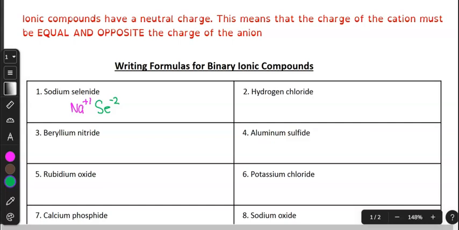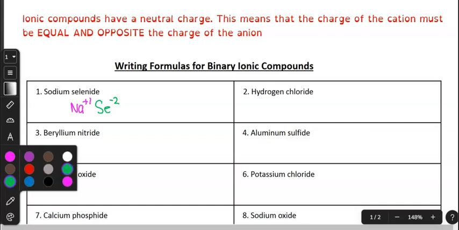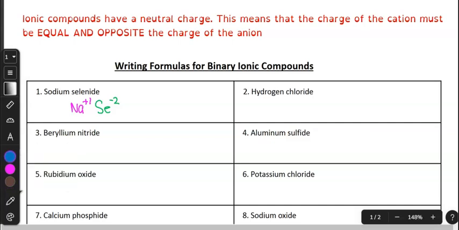And if you don't remember how I found the +1 or the -2, all you have to do is find the elements and look at the top of their family, because the charges are there on your chem helper. So that's why you've always got to have your chem helper with you. Okay. So here's how crisscross applesauce works.